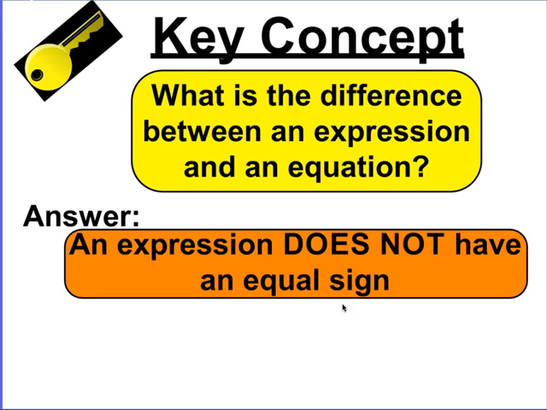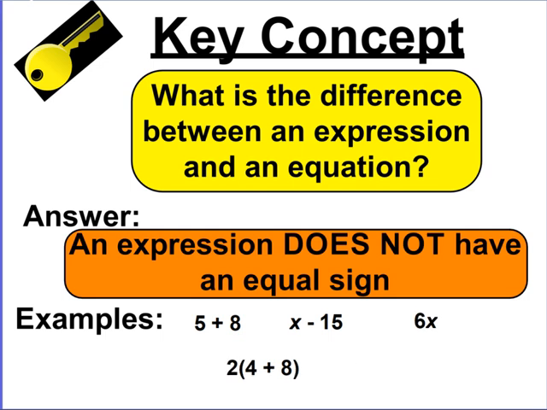Expressions, on the other hand, do not have an equal sign. So they're going to look a lot like the problems I just showed you, with one exception. It just says 5 plus 8 now. It doesn't say 5 plus 8 is 13. So no equal sign. Same thing with the second one. No equal sign. No equal sign. So they are still problems that you can simplify. They have plus signs, minus signs, multiplication signs, division signs, parentheses. They just don't have equal signs.